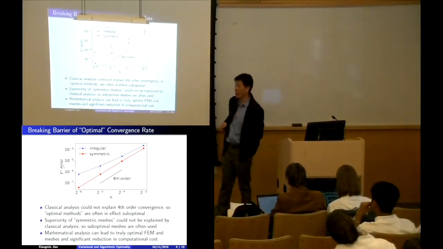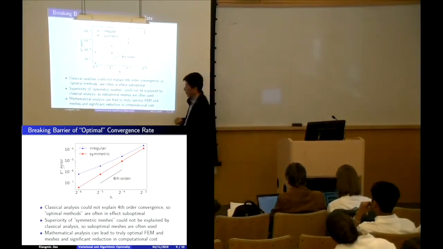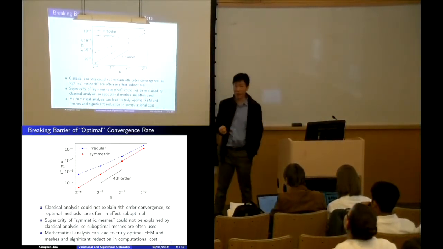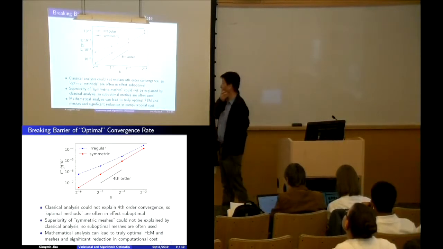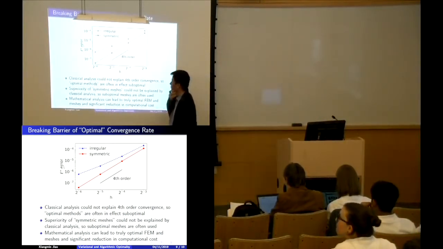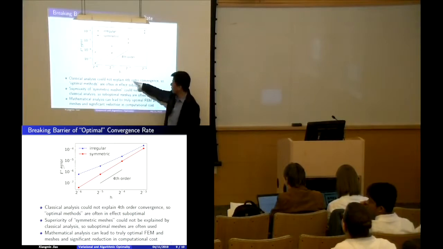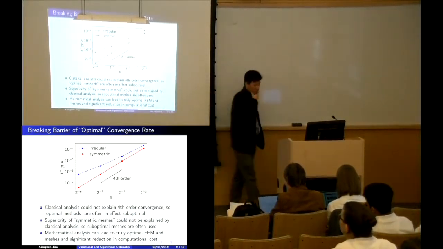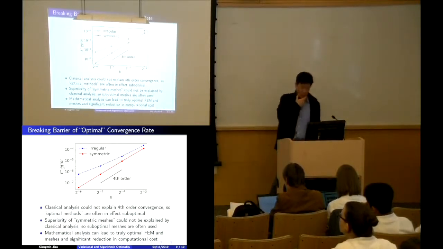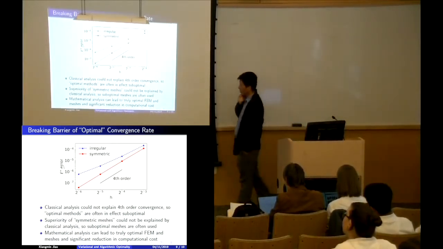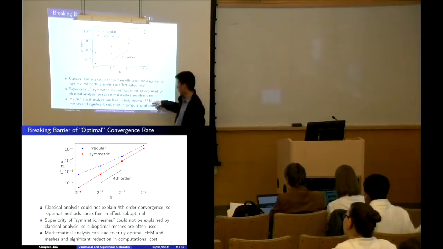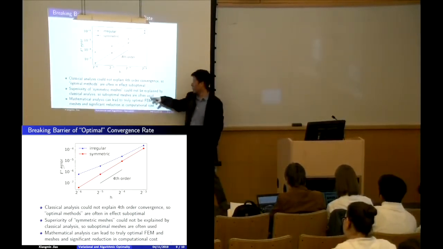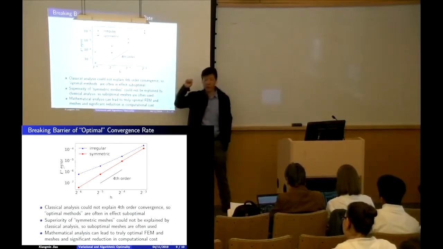So all the people spent their whole lifetimes developing things like Delaunay triangulation and all those things. Well, sorry, the theory was wrong in terms of guidelines. So basically, the classical analysis could not explain why you get fourth order accuracy. And it could not explain why symmetric meshes are better, which means that a lot of optimal methods claimed in the textbook, claimed in the literature, are actually aiming for a suboptimal convergence rate.